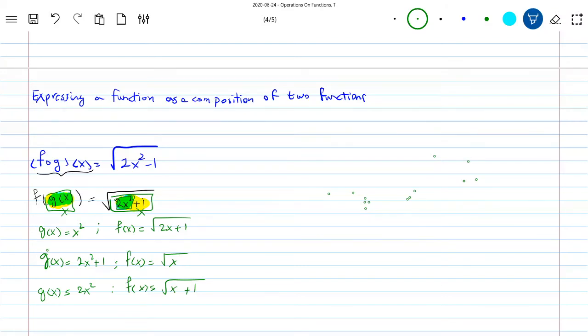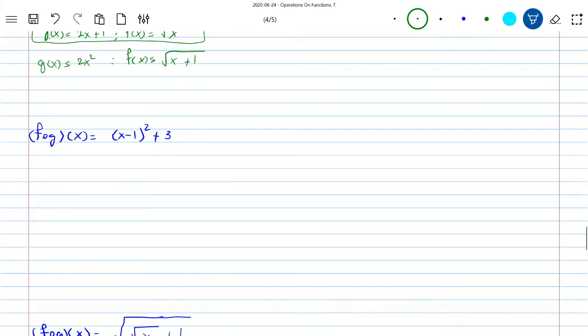Sorry, the f function. So you see that there are multiple ways that you can create the function. Normally, this is what they do, they pick this one because it's the simplest form. f is very simple, a square root, and g is a quadratic function, 2x squared plus 1. But the other ones are possible as well. Here is another example.